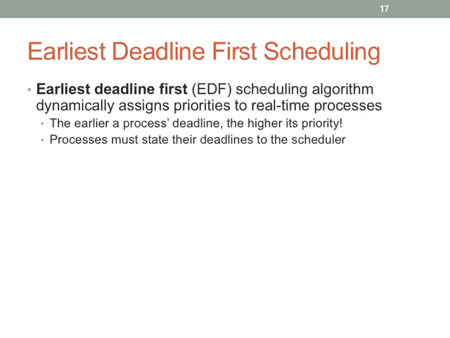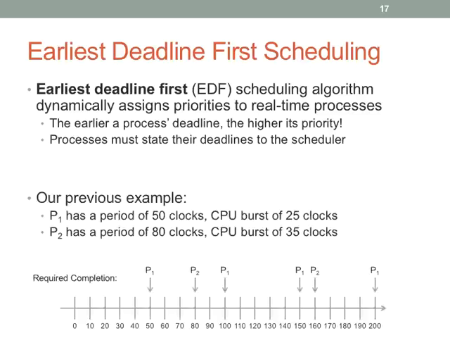Basically, we set process priorities based on how close their deadline is. Whoever has the closest deadline has highest priority because they're in the most danger of missing their deadline. This is the way that students schedule completion of homeworks. Probably not a good idea, but it's a really interesting algorithm because it doesn't suffer from this limitation of rate monotonic scheduling. Processes have to state their deadlines to the scheduler.